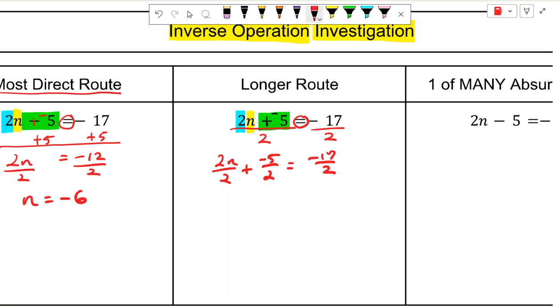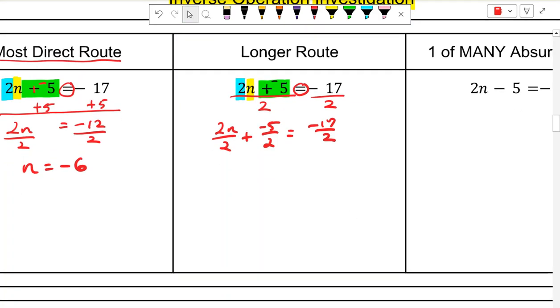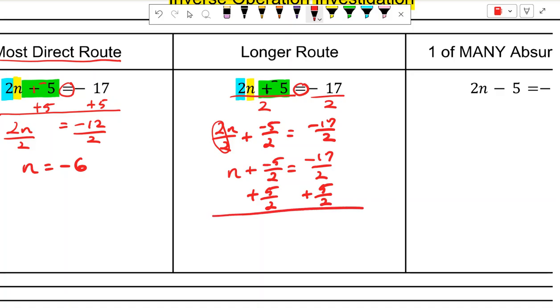So 2 is dividing everything on the left side. Let's sharpen this up a little bit. 2 divided by 2 is 1, and so n is by itself. And now we need to get rid of the constant of -5 halves. To get rid of -5 halves, we're going to add a +5 halves to both sides. And this, as you know, is a 0, and n is by itself.